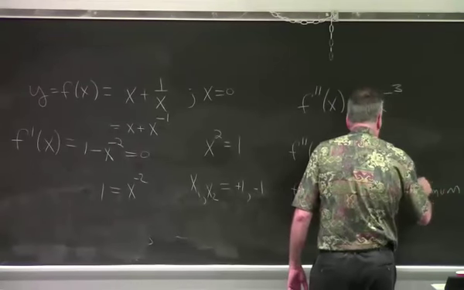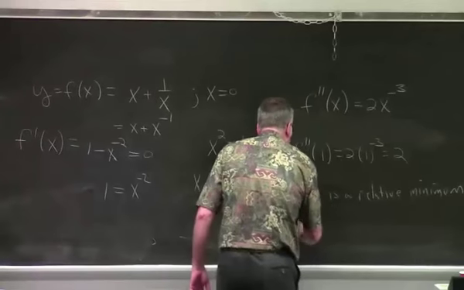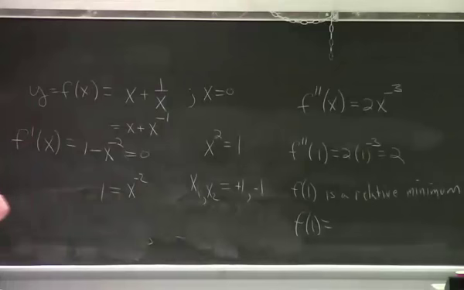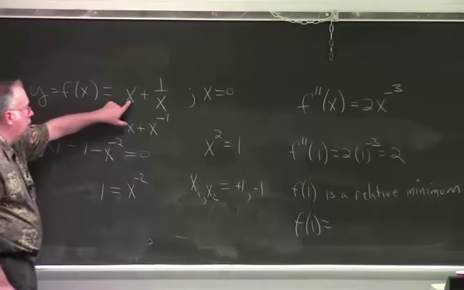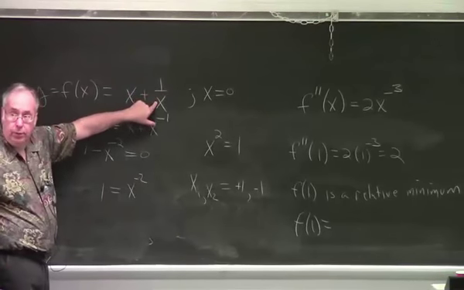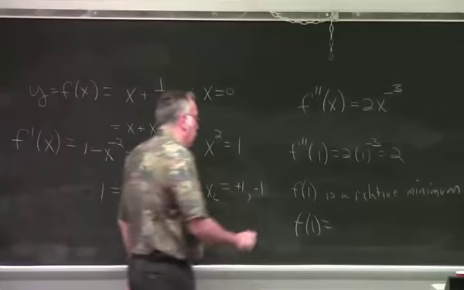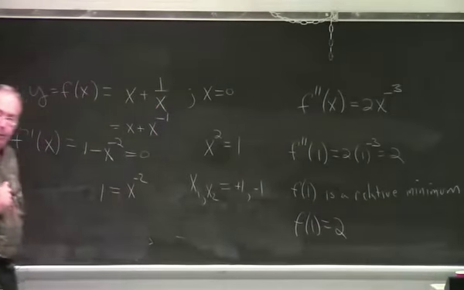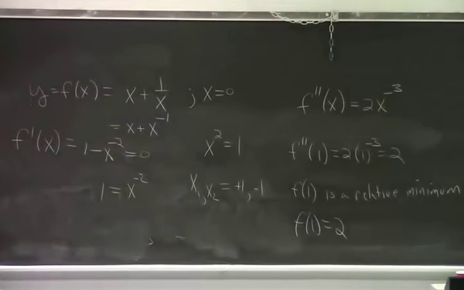Very good job, Jay. And what is f of 1, by the way? 2. Just go back to here: 1 plus 1 over 1. 1 plus 1 is 2. So 2 is a relative minimum. Okay, 2 is a relative minimum.